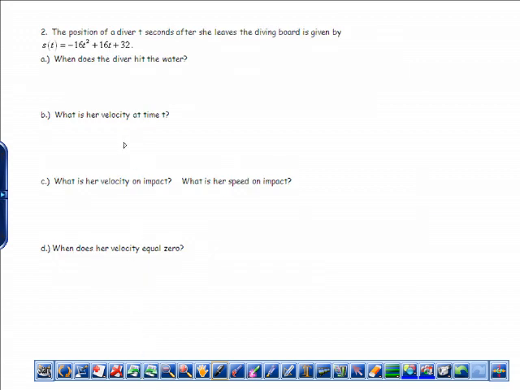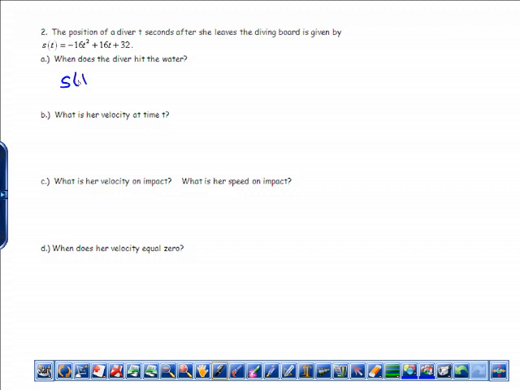So on 2, it says the position of a diver t seconds after she leaves the diving board is given by this. So we can see here that we are in feet per second. The initial velocity is 16. The initial position is 32 feet high. When does the diver hit the water? This is an Algebra 1 question. This is not anything overcomplicated, so don't overcomplicate it.